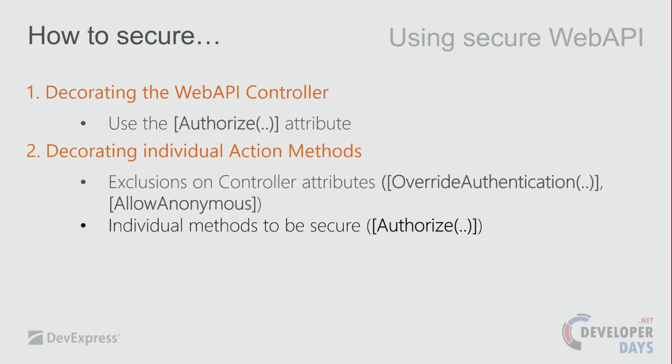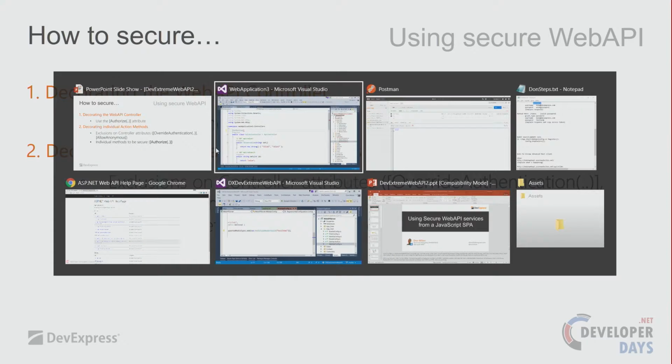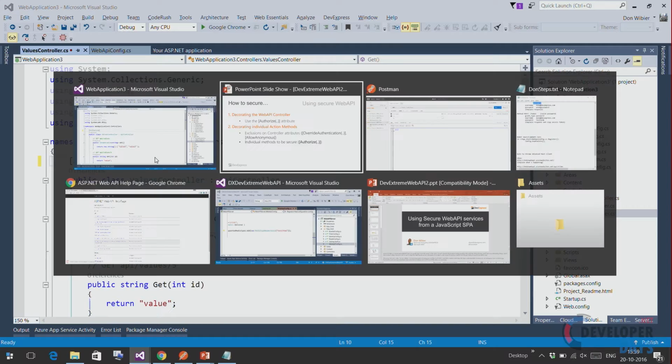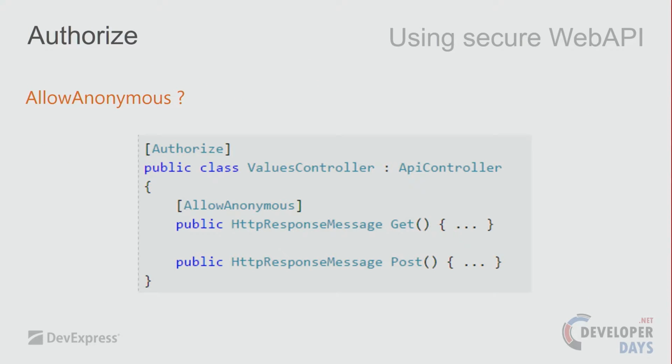So I could also override authentication, or I can use allow anonymous. So if I would make this values method here, if I would put in the allow anonymous on top of this method, then all the other ones will derive the access rights from the class, and so you can really fine-tune your security level.